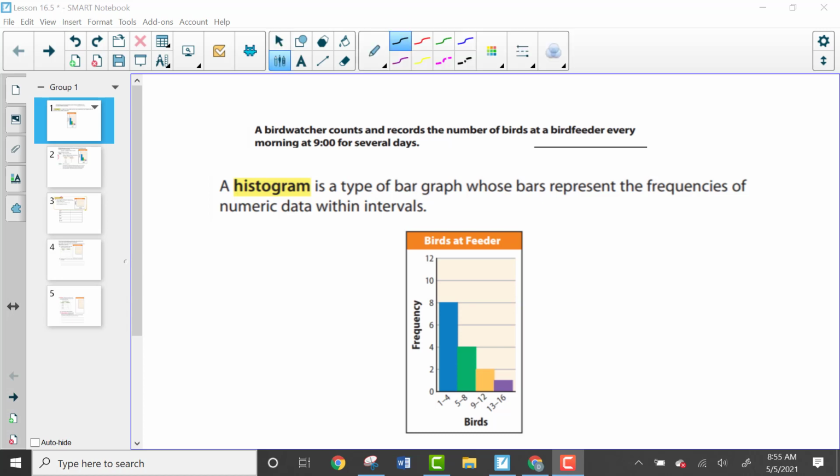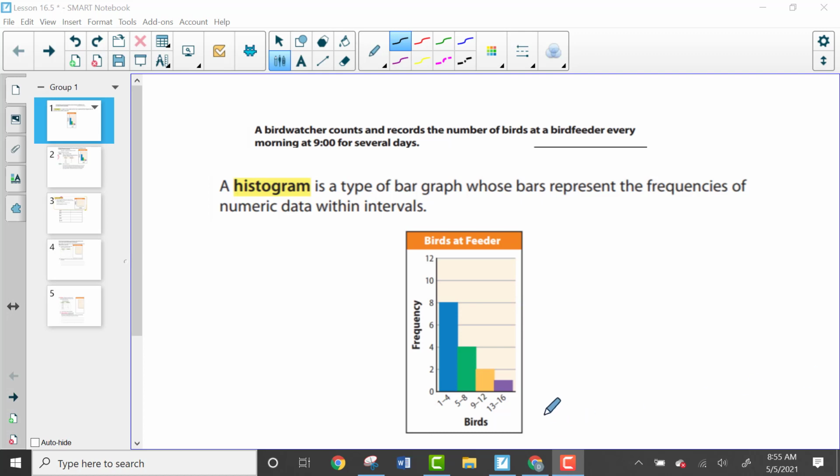So some of you may be asking, what in the world is a histogram? Well, I'm glad you asked. A histogram is a type of bar graph whose bars represent the frequencies of numeric data within intervals. That sounds like a mouthful, so let's unpack that definition a little bit.